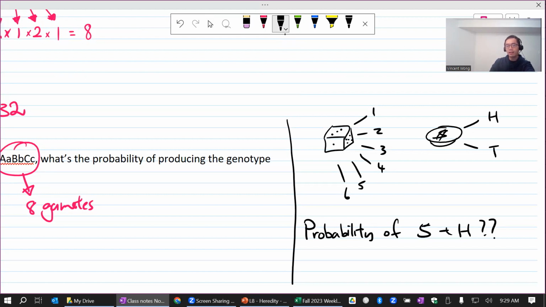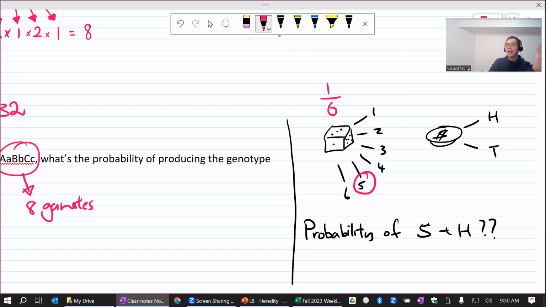Okay, a 5 and a head. So this is what you do. It's not difficult, you just have to listen to me. You'll get it. What's the chance of getting 5 when you roll a dice? What's the probability? 1/6. 1 out of 6, right? Because out of the 6 outcomes, only one of them is a 5, right?